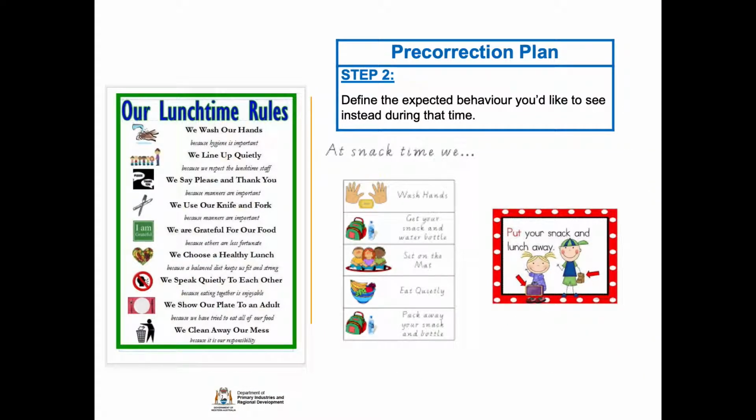Step 2, think about the behaviours that you would like to see instead, and then develop some specific examples for students about the behaviours that we want to see. It may be useful to go back to the training video on defining expected behaviours and look at the template to determine how to write those expected behaviours.